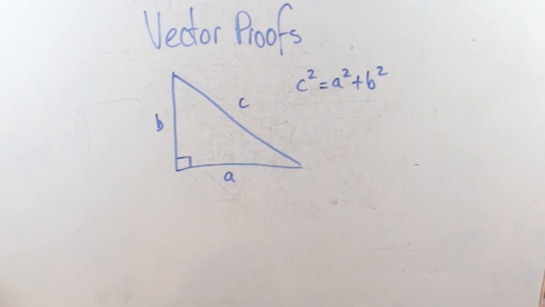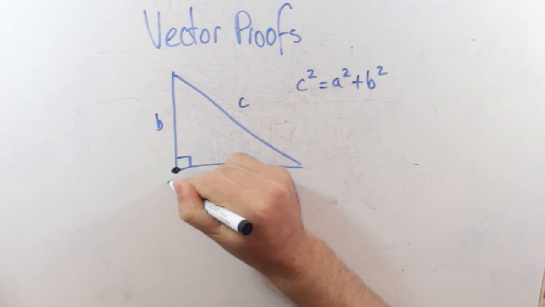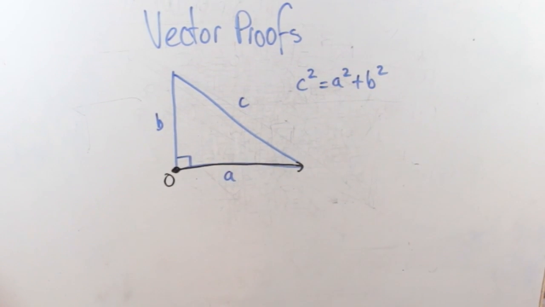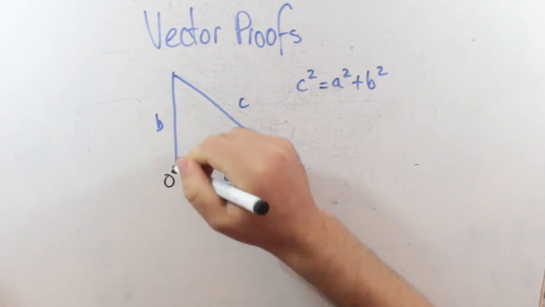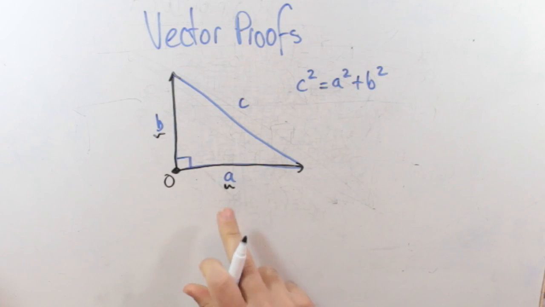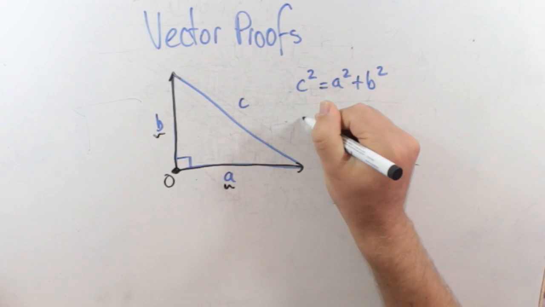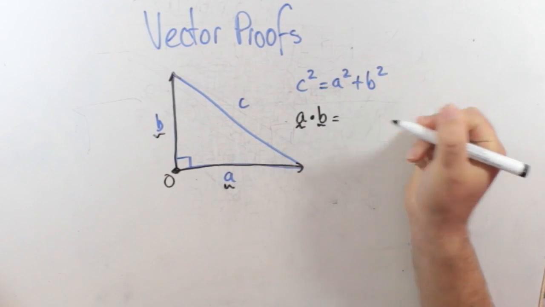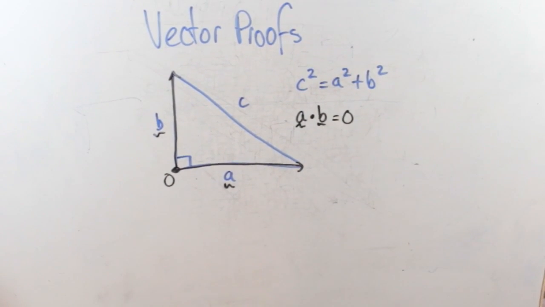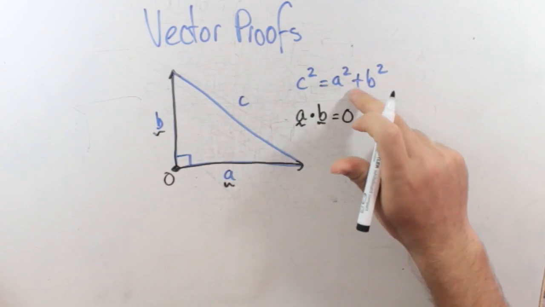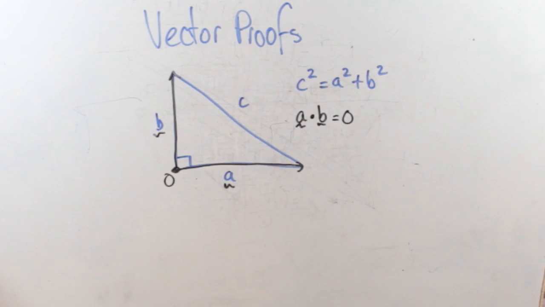Let's call this the origin, and we're going to call this vector A. And this vector, vector B. And we know that vector A and vector B are at right angles to each other. So we know that the dot product of A and B has to be 0. Now we've got to try and get this identity out with these two vectors.